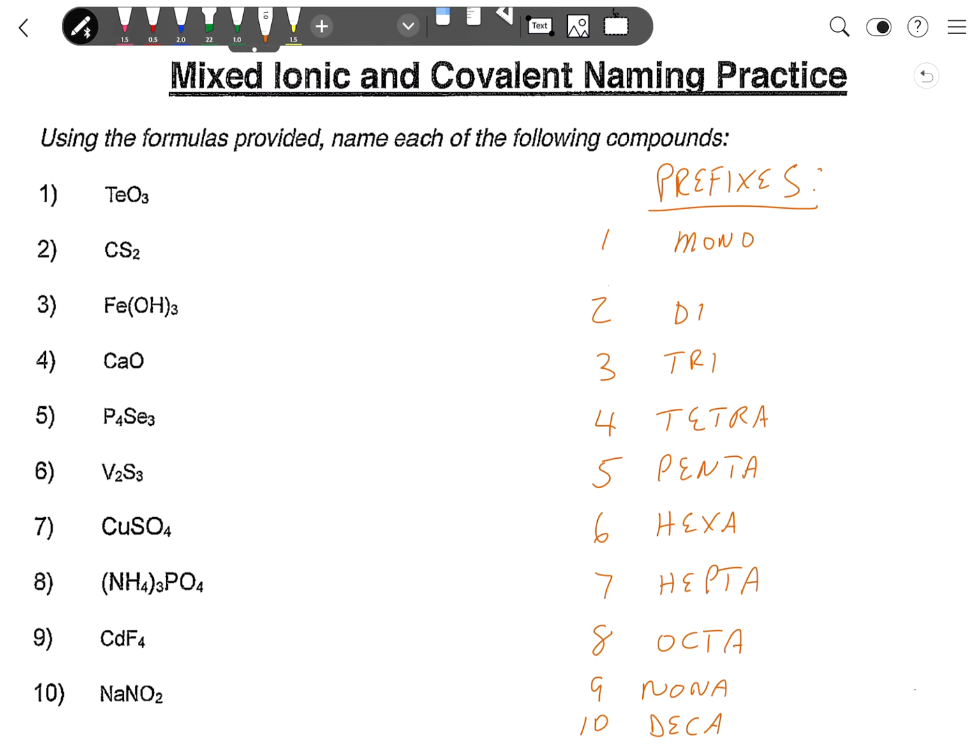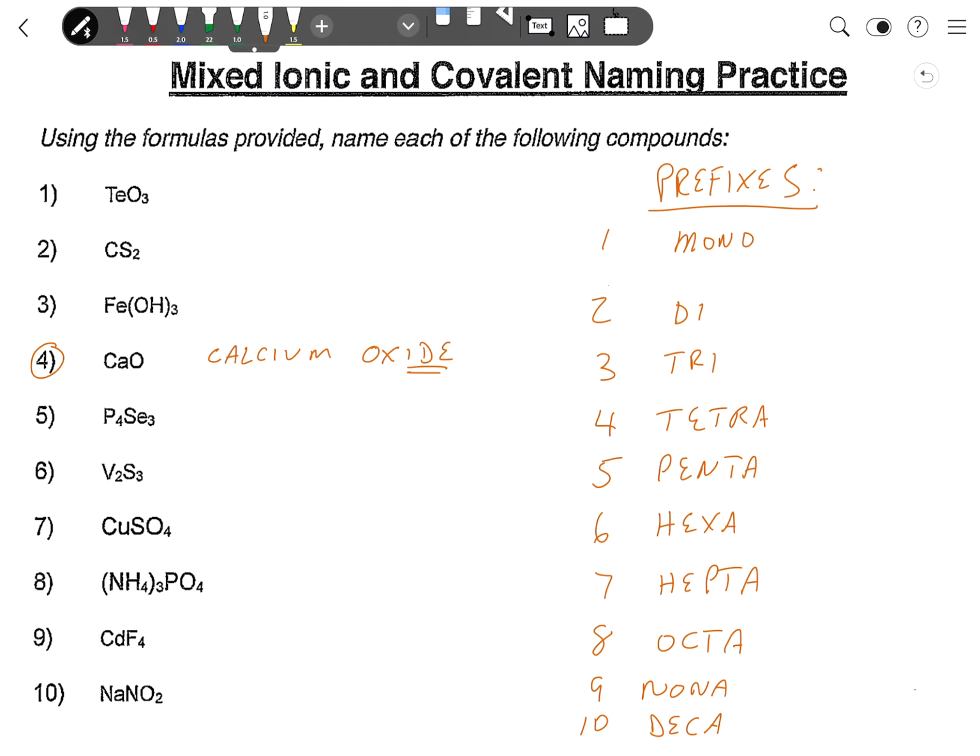Let's take a look at number 4 real quick. We have calcium and we have oxygen. So we have ourselves an ionic compound. What we do with that is for calcium and oxygen, the first element here, we just write the name of the element. And then for the second part, oxygen becomes oxide, and so we name it calcium oxide. Remember the IDE on the end of that.